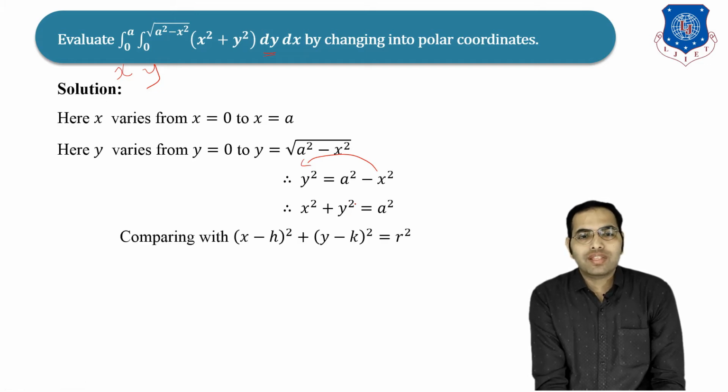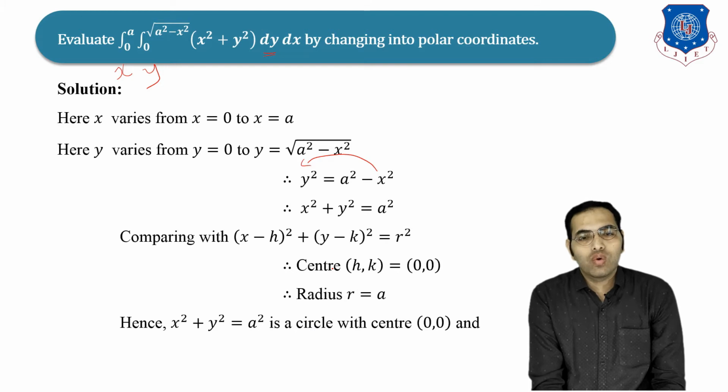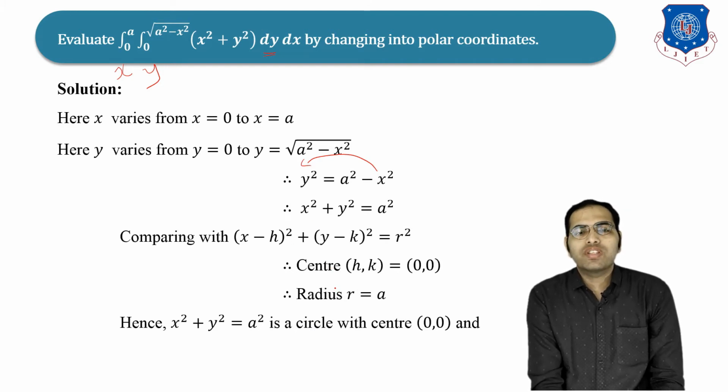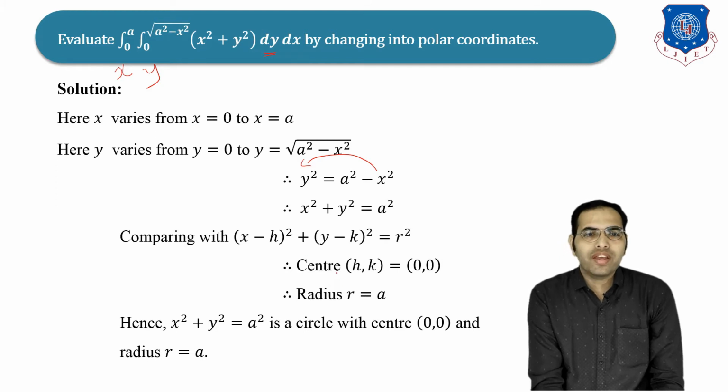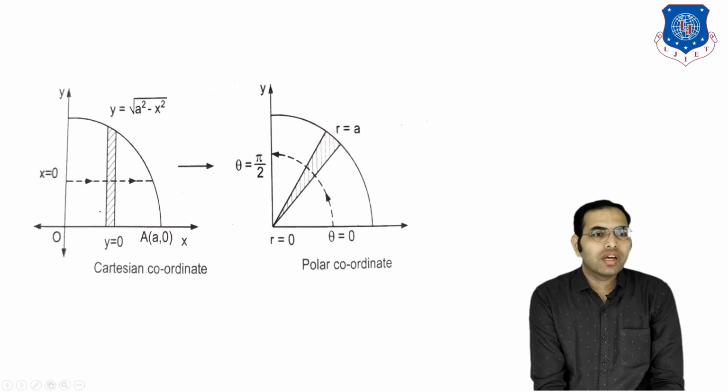Comparing this with the standard equation of a circle, x minus h whole square plus y minus k whole square equals r square, the values of h and k are 0, which is our center, and r square equals a square, so the radius r equals a. That is the equation of a circle with center 0, 0 and radius a. Let's first plot the graph.